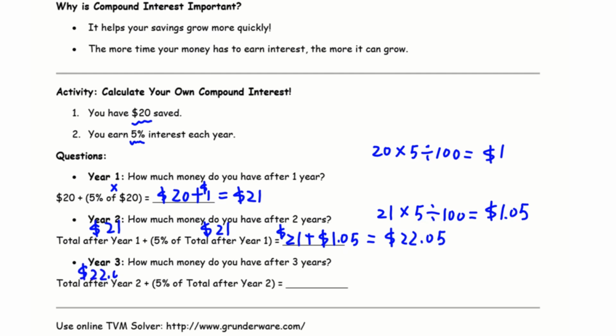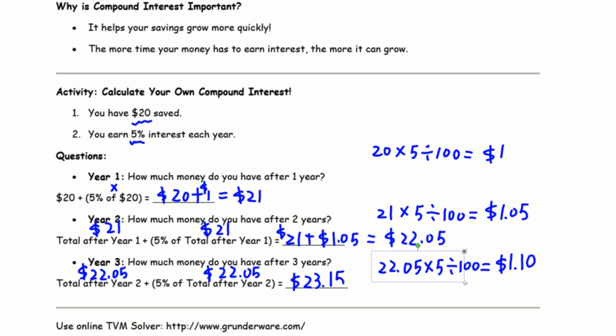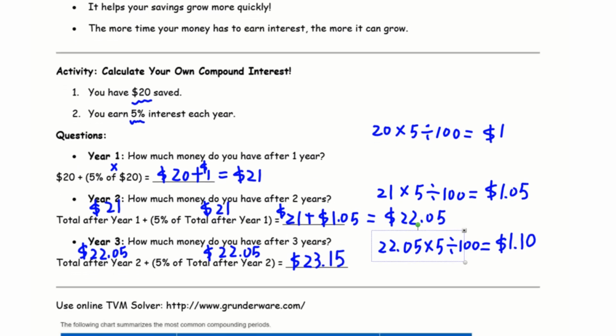For compound interest, we use the balance to do the calculation of the interest. So the interest is $22.05 times 5 divided by 100, and we are going to round it to 2 decimal places. You will have $1.10. So we add it to the $22.05, and we have $23.15. By doing this, it's a little bit troublesome.